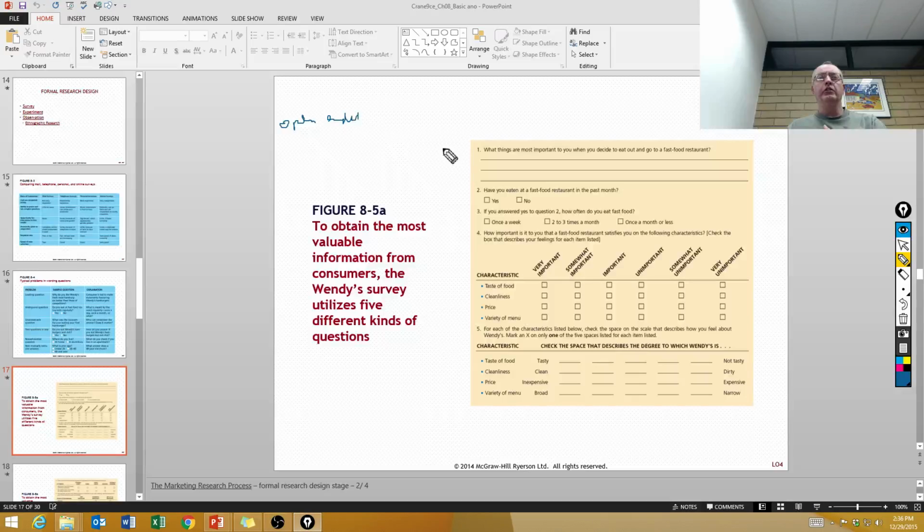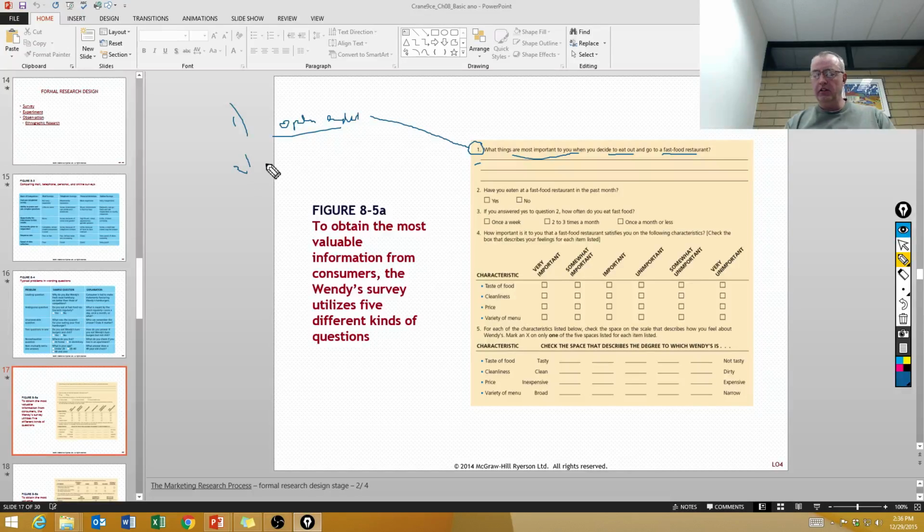And an open-ended question is a question where the respondent can use his or her own words to answer the question. So what things are most important to you when you decide to eat out and go to a fast food restaurant? So you can talk about the location, you can talk about the brand, you can talk about the cost. You can put the answer in your own words. So that's the first type of question, open-ended.